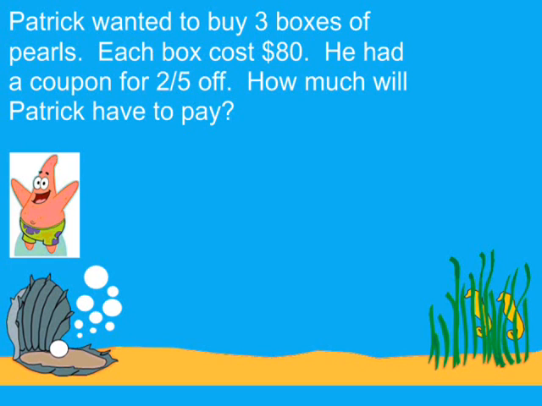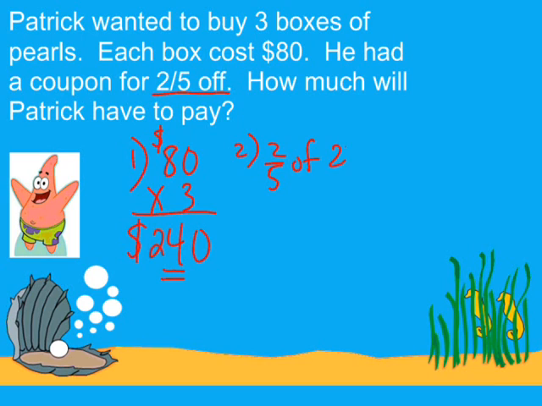The first thing we need to find out is how much are all those pearls going to cost? Well, they're $80 a box, and he wants to buy 3 boxes of them. So that would be a total of $240. So if he went up to the cashier without a coupon, this is what he would have to pay. But Patrick has a coupon for 2/5 off. He doesn't have to pay 2/5 of the $240. He doesn't have to pay that.